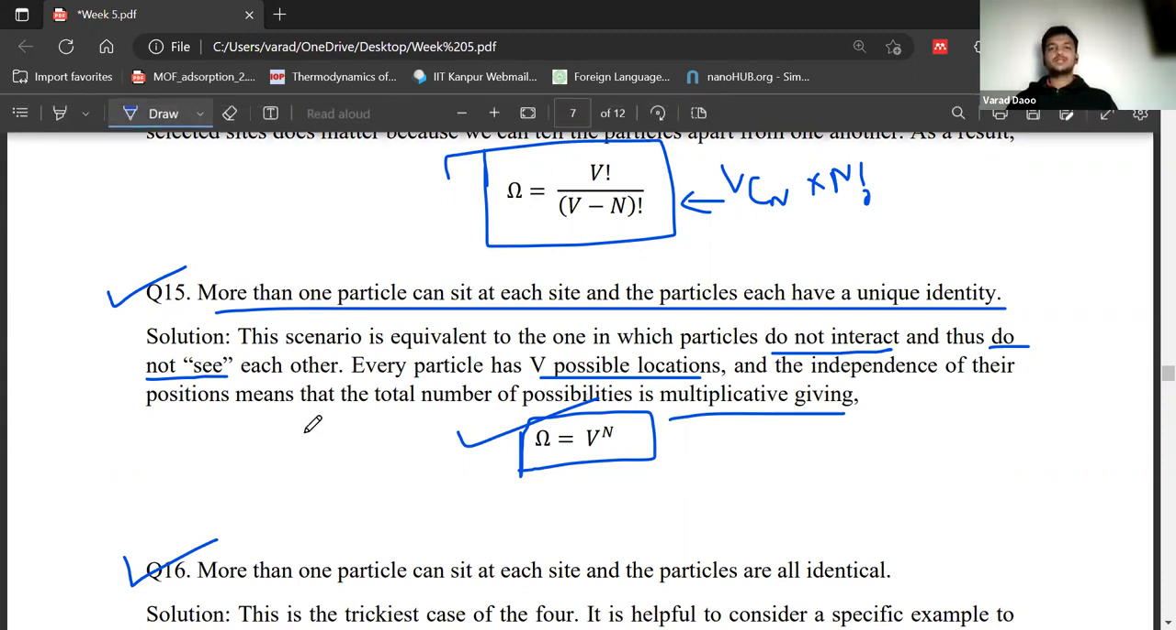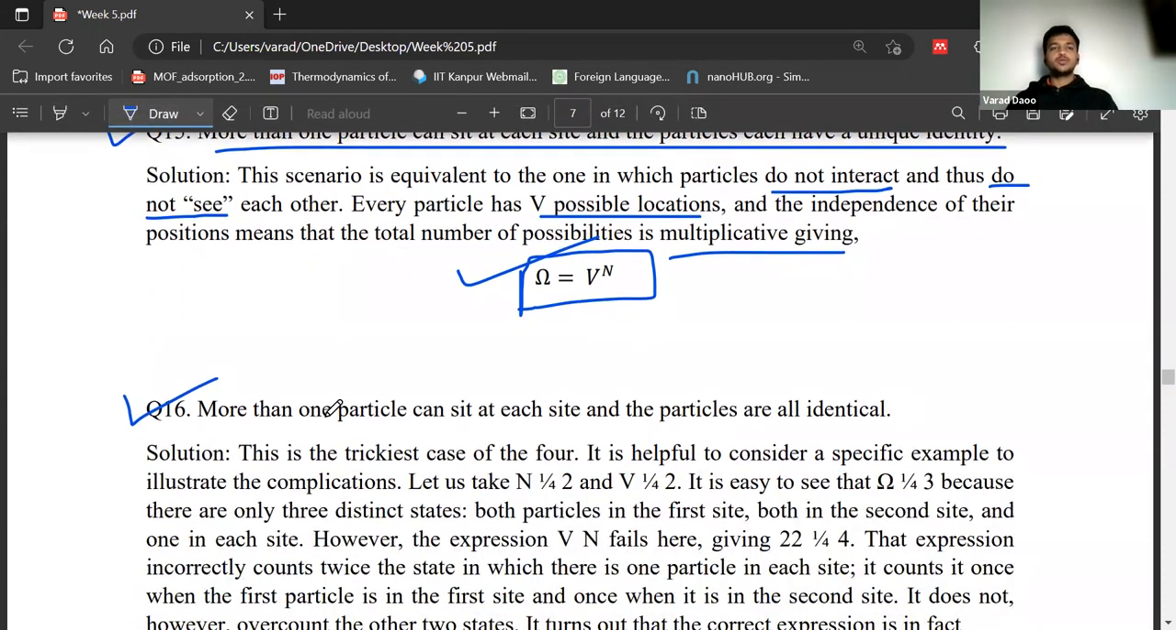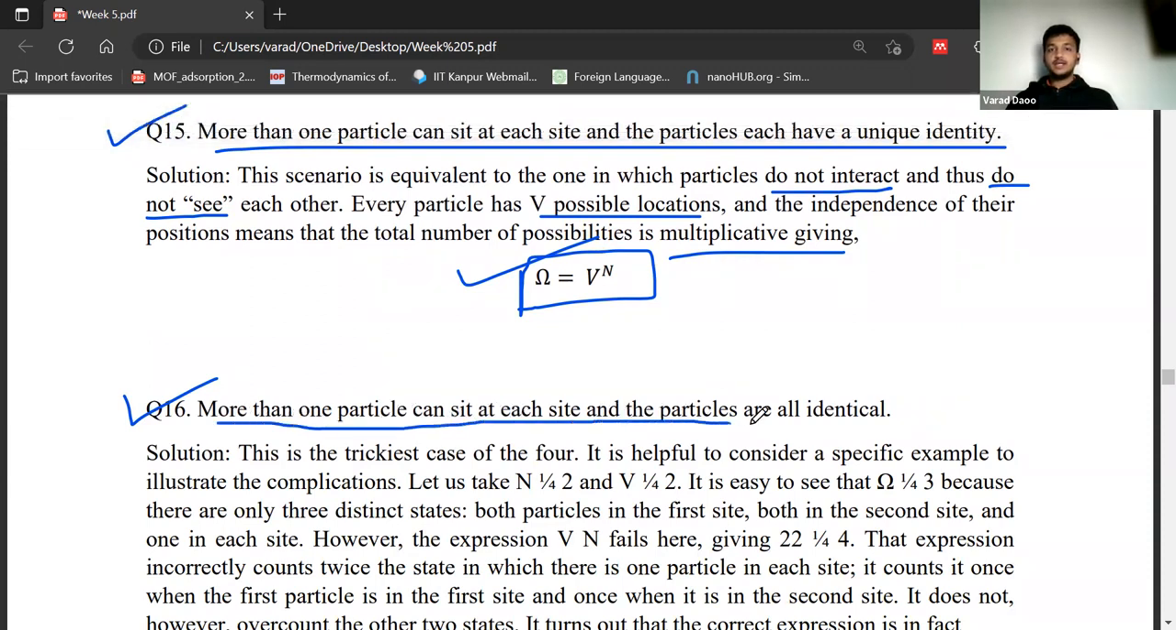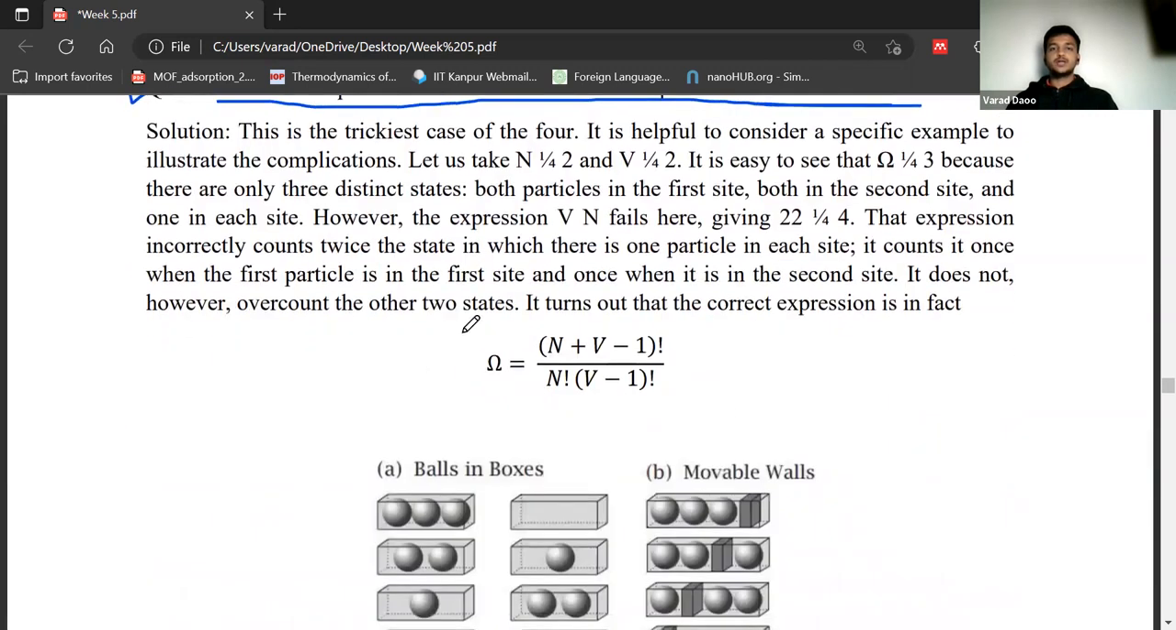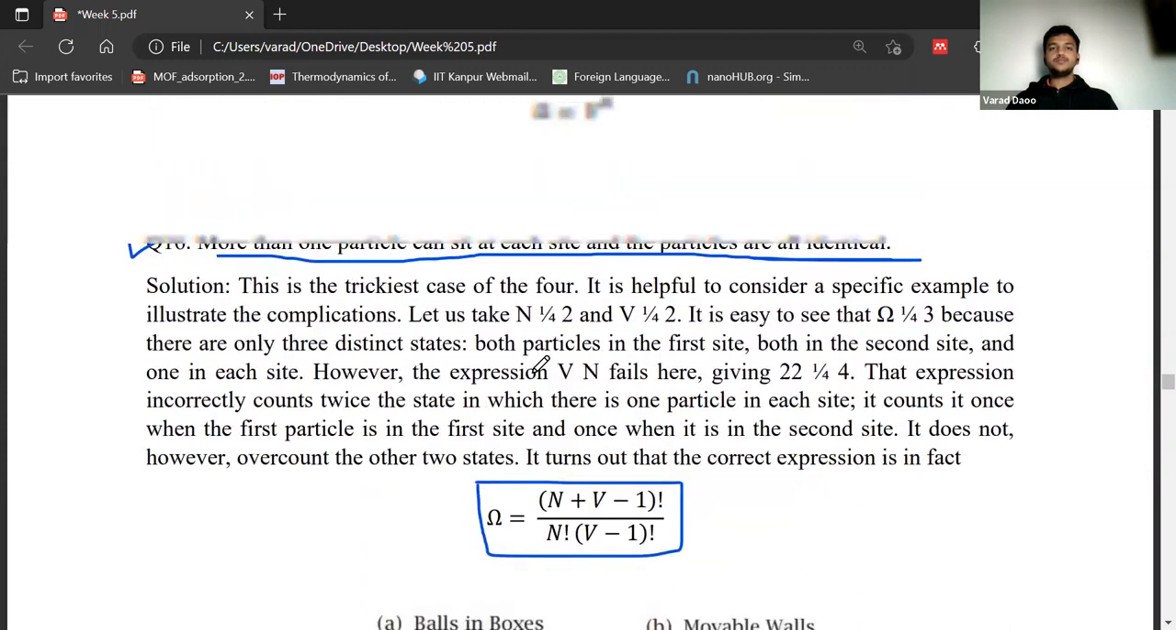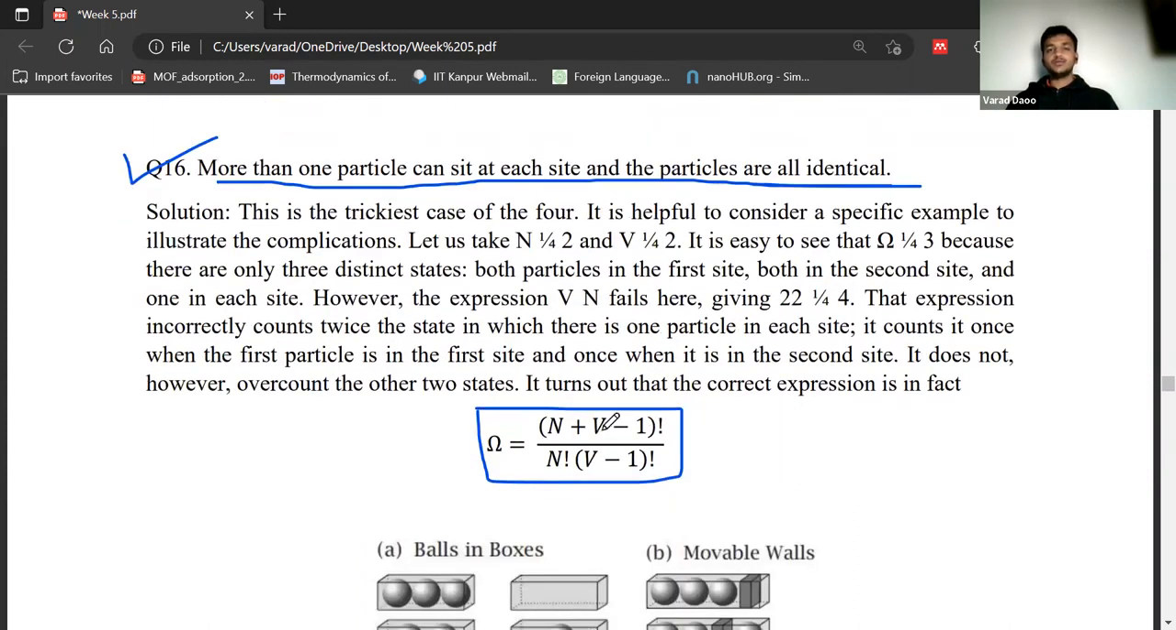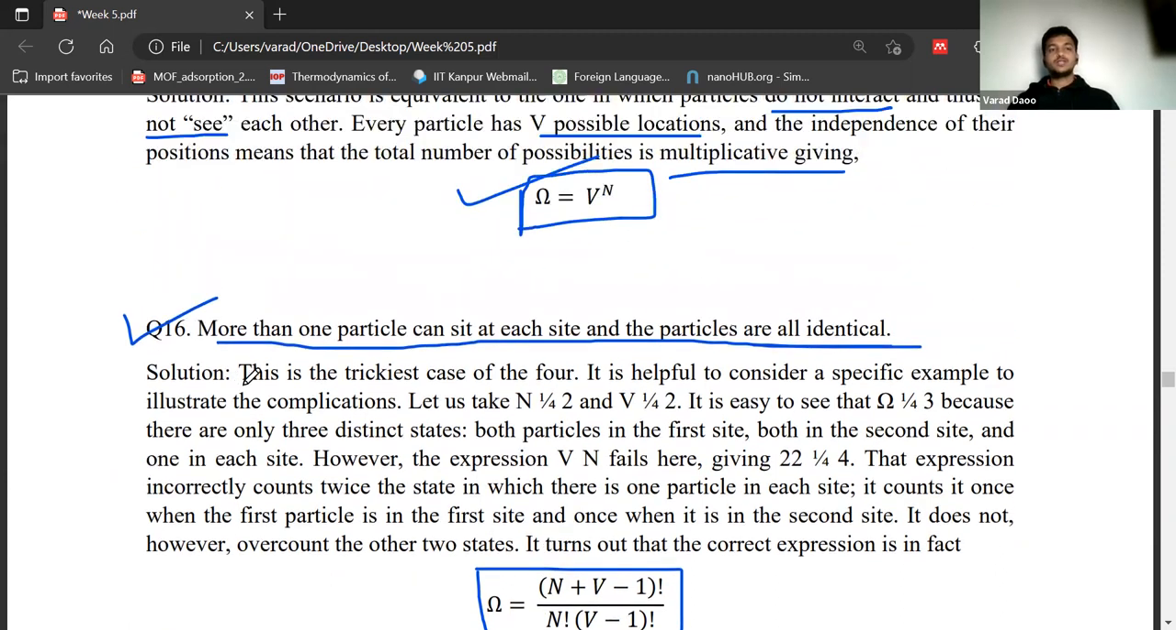Okay, so we'll discuss question number 16. More than one particle can sit at each side, and the particles are all identical. Remember, they are all identical. So the answer is this one, right? (n + b - 1)! divided by n! times (b - 1)!. This is the trickiest case of the four, right?